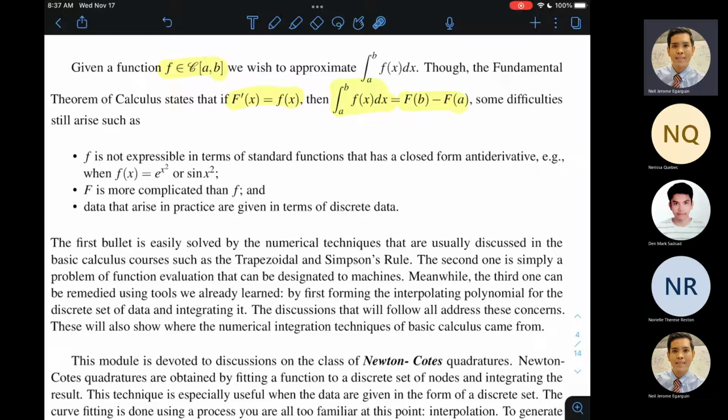Paano mahanap yung indefinite integral ni e to the x squared unless magdagdag tayo ng variable of integration. Pero kung mananatili ka sa one dimension, yung e to the x squared, walang substitution rule, walang product rule, walang integration by parts that can help us evaluate the indefinite integral of e to the x squared. The same thing goes for sine x squared. It's a simple function. It's a composition of sine and x squared. And yet, we don't have a closed form antiderivative for it. Okay? Second issue, big F is more complicated than little f.